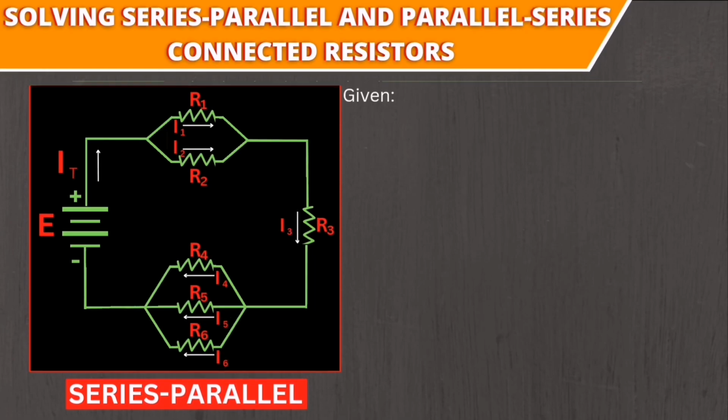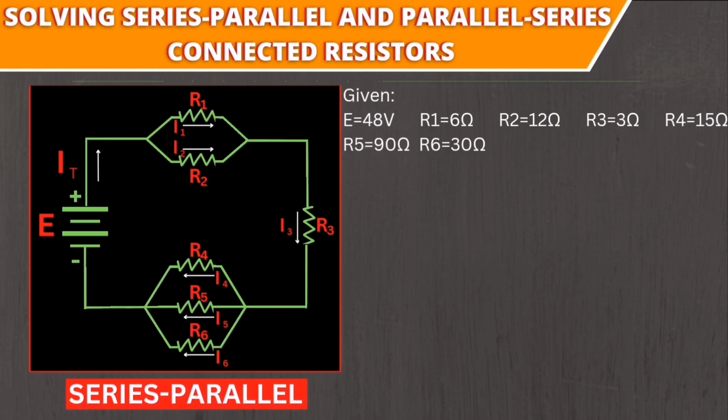Here are the givens. E is equal to 48 volts. R1 is equal to 6 ohms. R2 is equal to 12 ohms. R3 is equal to 3 ohms. R4 is equal to 15 ohms. R5 is equal to 90 ohms. R6 is equal to 30 ohms.